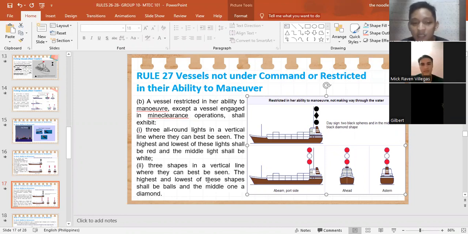So number 3, three shapes in a vertical line where they can best be seen. The highest and lowest of these shapes shall be balls and the middle one would be a diamond. This is what is referred to in subparagraph 2, where in daylight the one in between is a diamond.